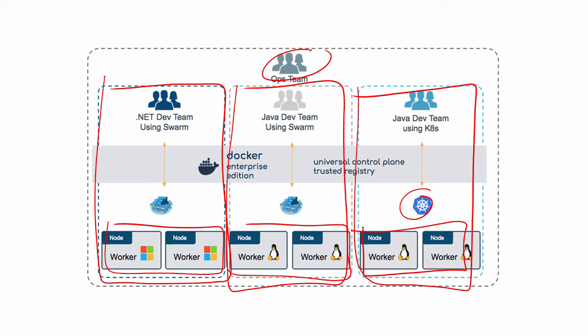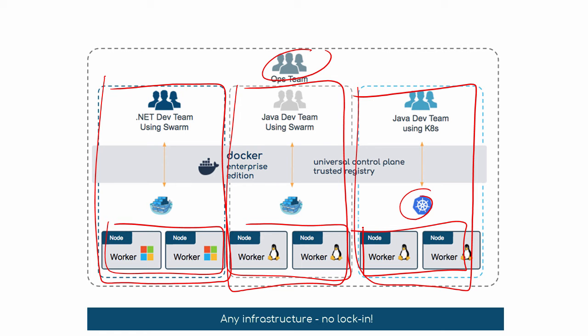Now beneath all of this from an infrastructure perspective, we've got a single Docker EE cluster running a heterogeneous mix of Windows and Linux nodes. And it can be anywhere, yeah? On-prem, in the cloud, even hybrid clouds. But having a single cluster means a single point of management for the ops team.